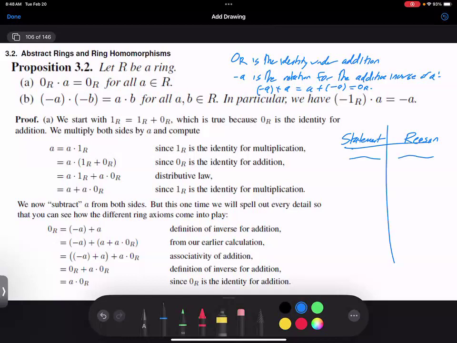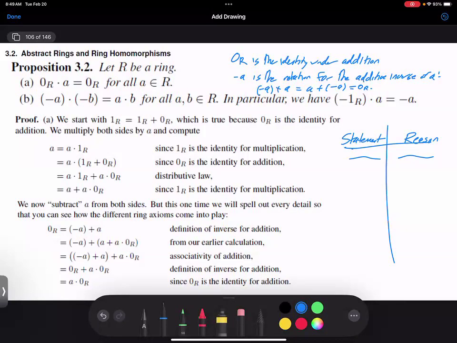Did anybody do statement-reason proofs in geometry? I did, but I was like 13. Right. It's been a while. This is why I want to spend time and explicitly write what's in the book. This is a really nice way when you're starting to make sure everything you do is justified. Every time you have a statement, on the right-hand side, you give the reason, why is it true? Why does A equal A times the identity element? Because the identity element is the identity for multiplication. This is the definition.